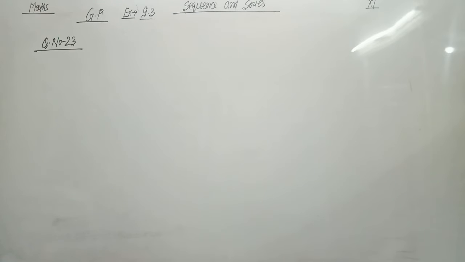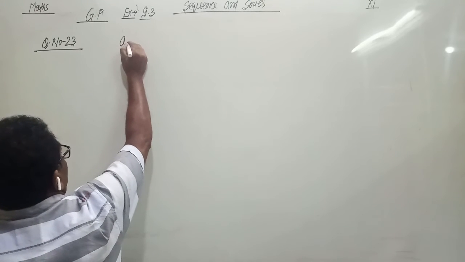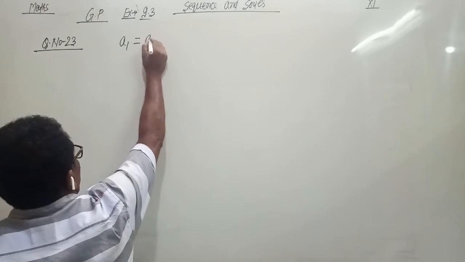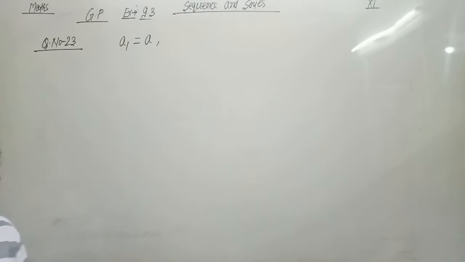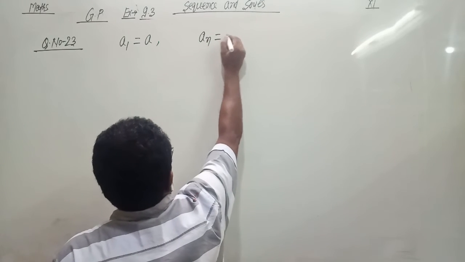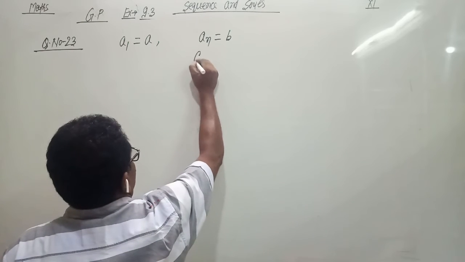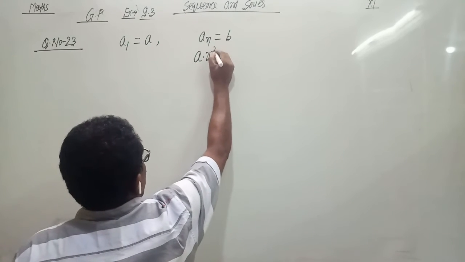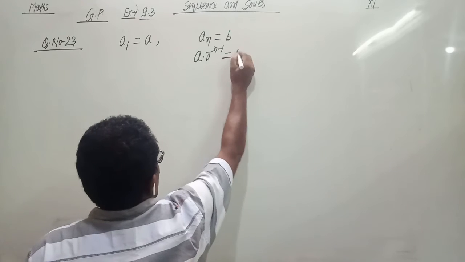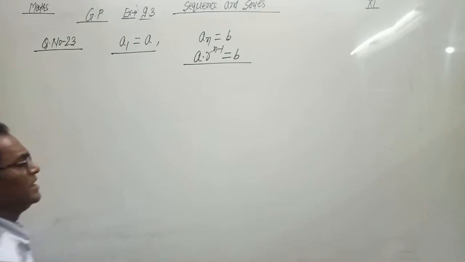If the first and nth term of the GP are a and b, the first term of the GP, A1, equals a, and the nth term, An, equals b. An is calculated by a into r raised to the power n minus 1 equals b. And the first term A1 is a.